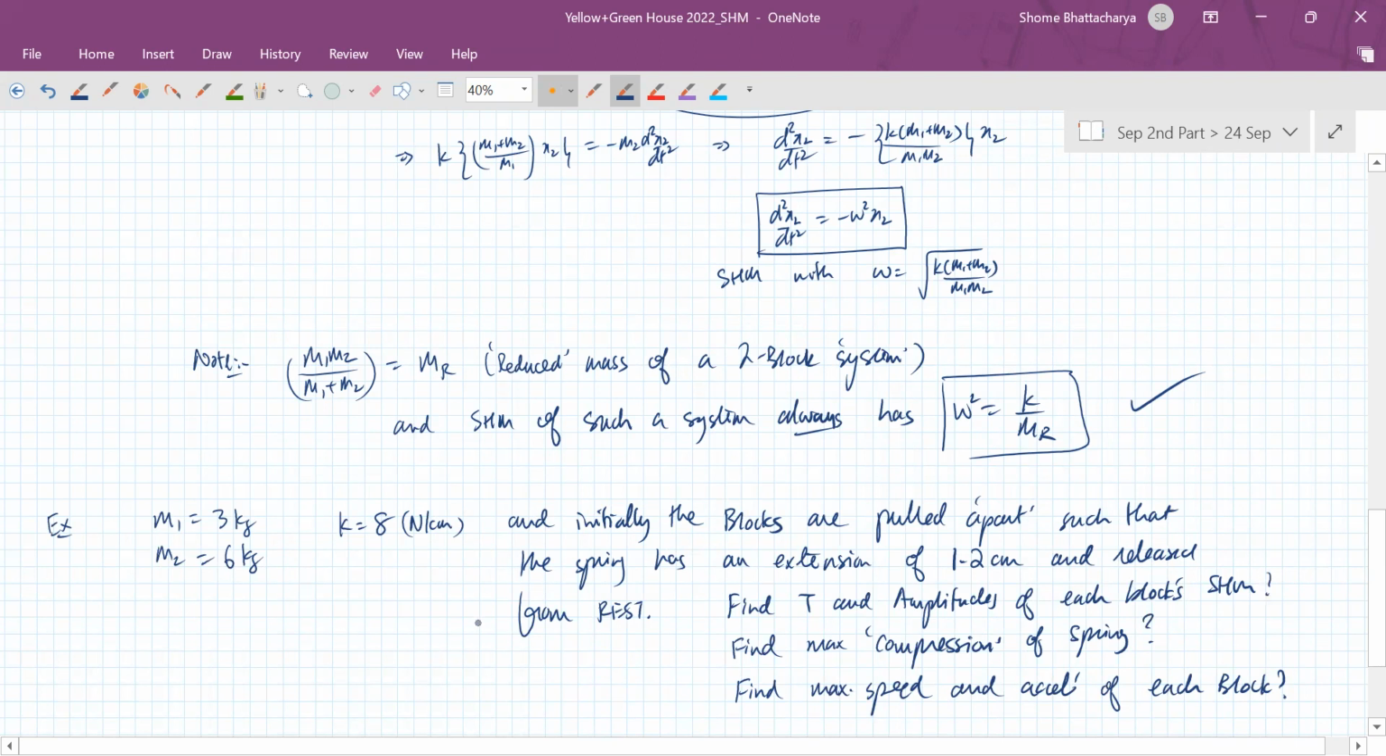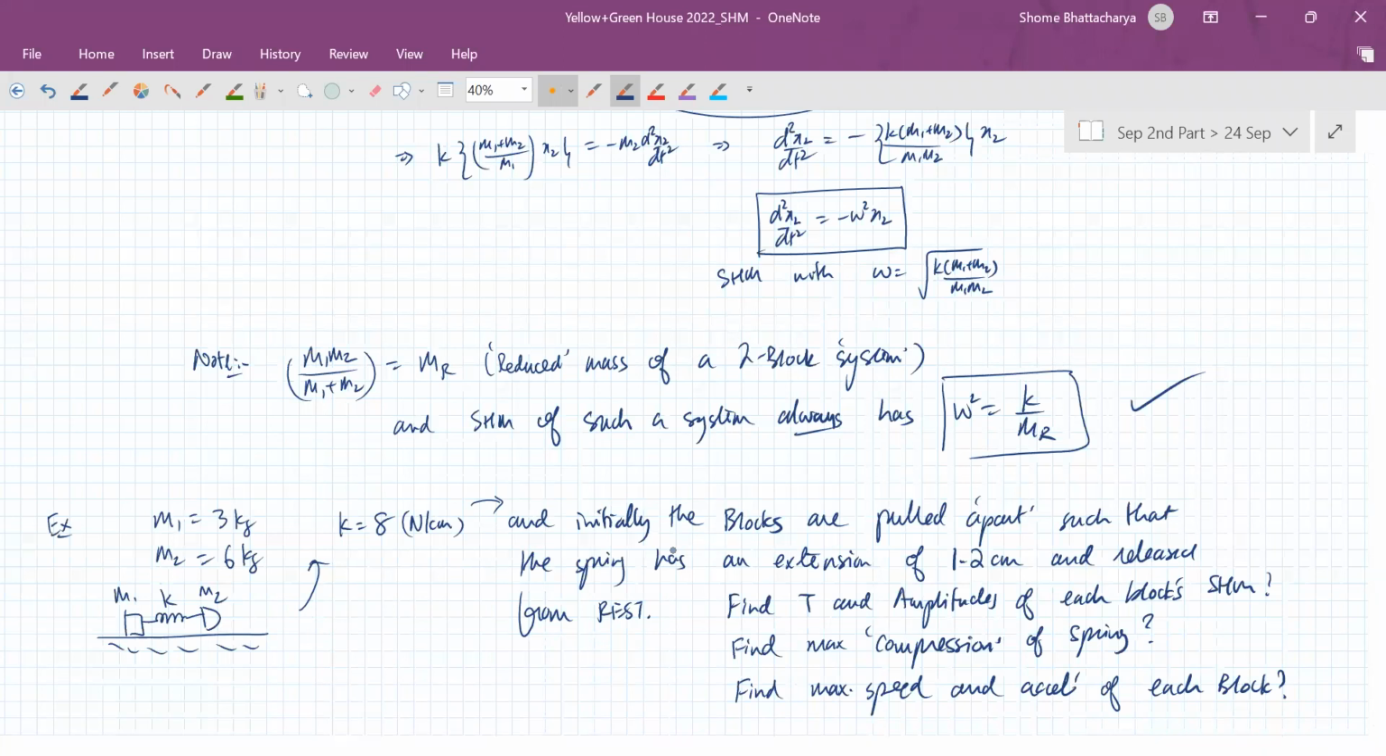So now in such a problem, you can directly use the reduced mass formula. Once we have gone through the derivation of it above, you can directly use the reduced mass formula. So this is the system with these values given. And initially, this is the condition given. This is 1.2 centimeters. Okay? It's released with an initial extension of 1.2 centimeters.